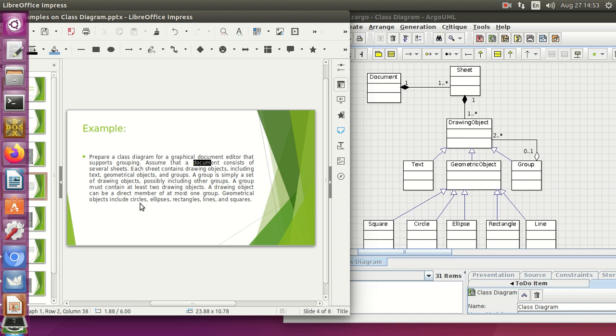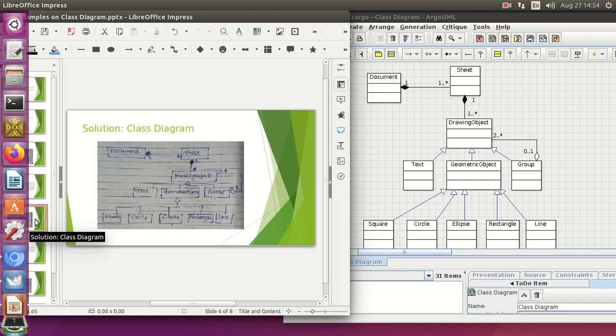Geometrical objects include circle, ellipse, rectangle, lines and square. Again, this geometric object can be a type of square, a circle, an ellipse, a rectangle, or a line. That's why we have used the generalization relationship. So likewise you can convert these descriptions into the class diagram. Here the same diagram I have drawn in the ArgoUML notation.